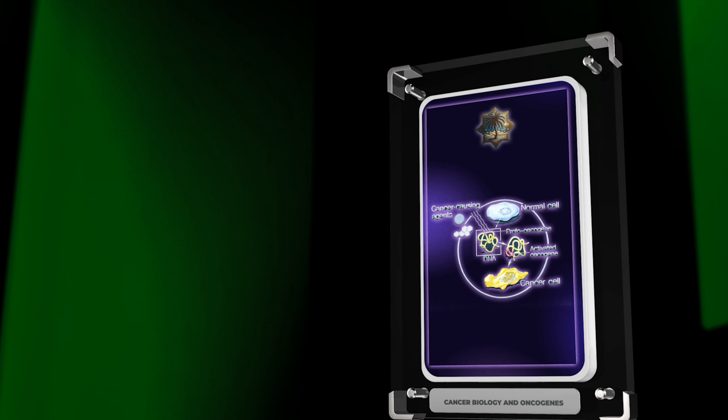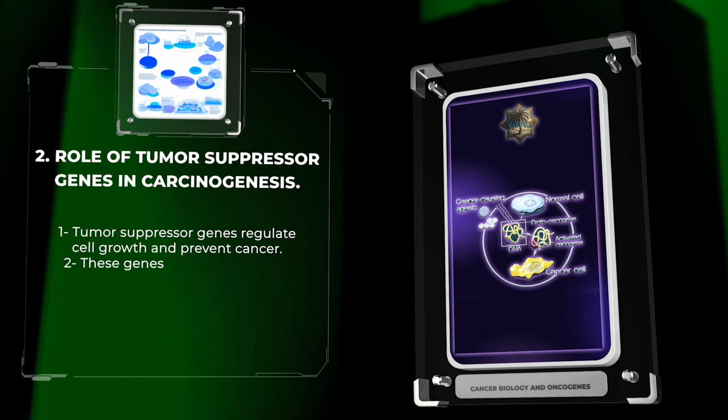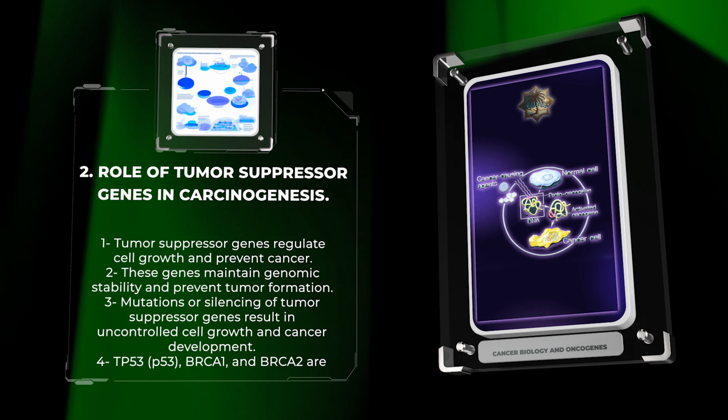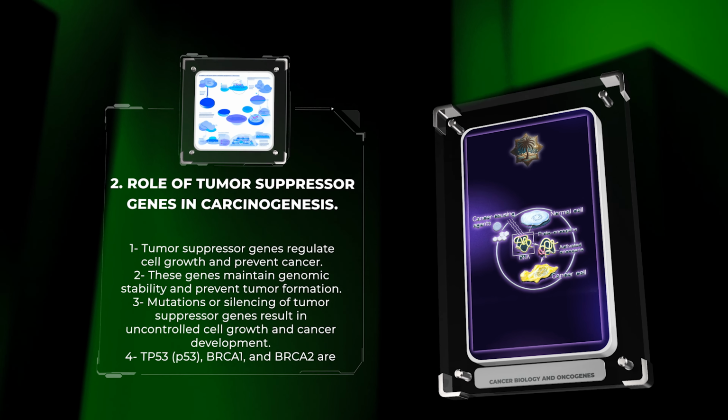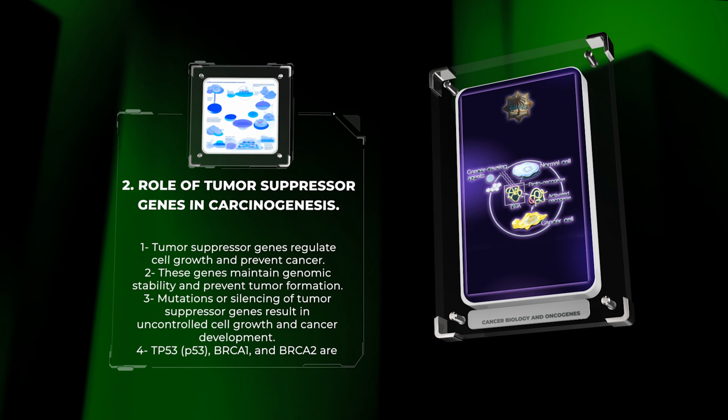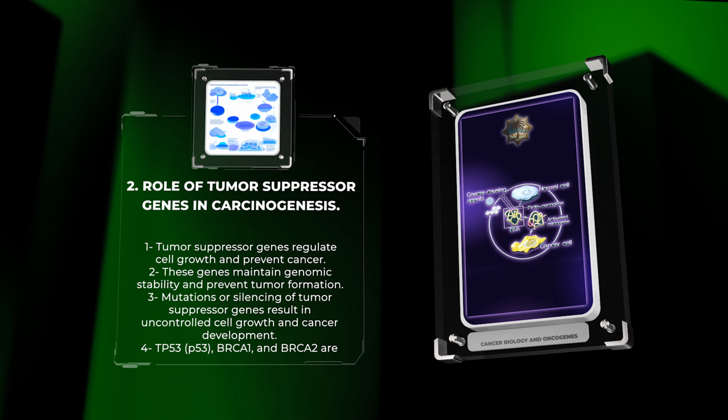Tumor suppressor genes are vital for regulating cell growth and preventing cancer. These genes produce proteins that maintain genomic stability, preventing tumor formation. Mutations or silencing of these genes result in uncontrolled cell growth and cancer development.